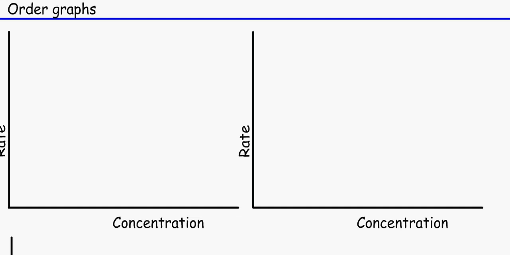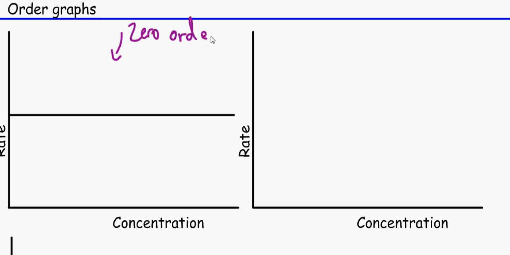With these orders, we can actually draw graphs to represent it. So with a zero order graph, we know that as the concentration increases, the rate does not change at all. So the graph would look like that, one big straight line. With a first order graph, we know that as the concentration doubles, the rate also doubles. So it's going to look like that, okay? One straight line passing through the origin.